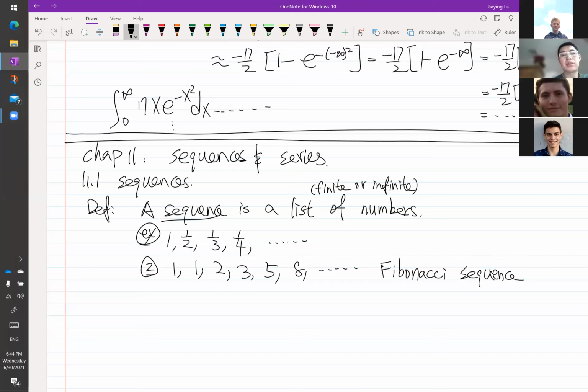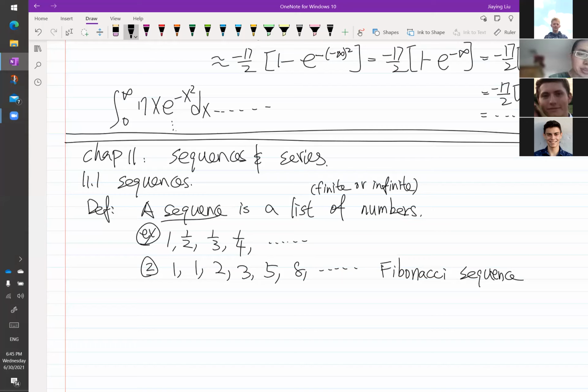Those values, sometimes I don't know very well about the Fibonacci sequence, but I think those numbers are very useful in different parts of mathematics. Just like the Pascal triangle. No, not the Pascal triangle.